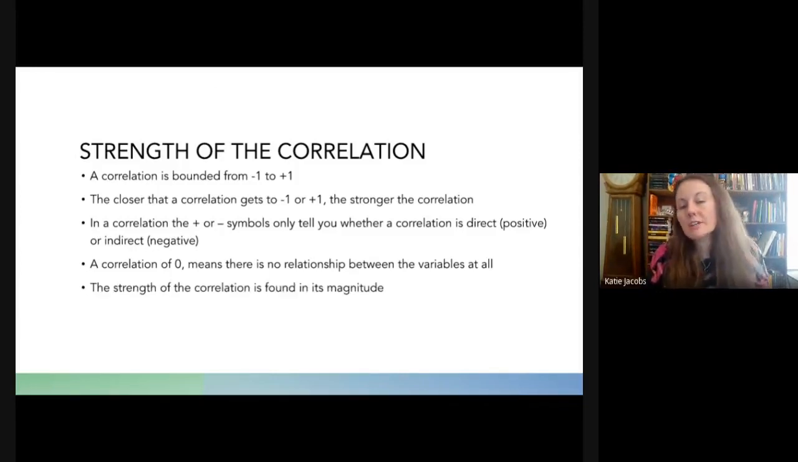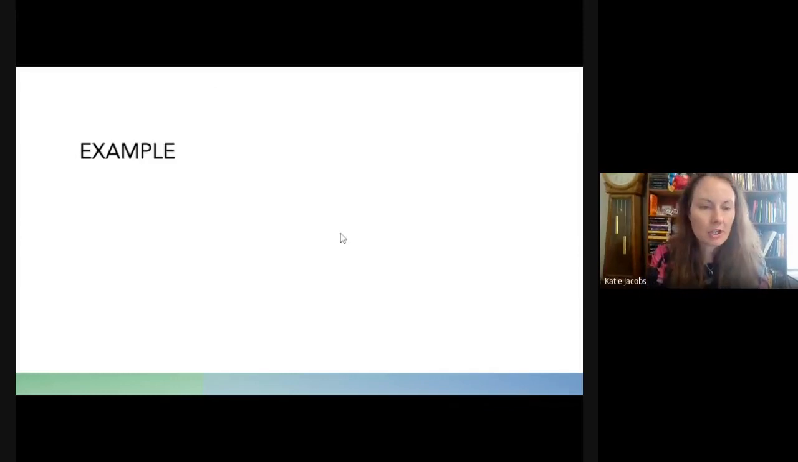So the strength of the correlation is found in its magnitude. That means if we were comparing a negative correlation to a positive correlation, an easy way to see which one was stronger is to literally take the absolute value of both of them to see which number is bigger. That would make it easier if the negative numbers are confusing. But hopefully you'll be able to just look at it and say, okay, this one's closer to -1 than that one is to +1, and decide which one is larger.